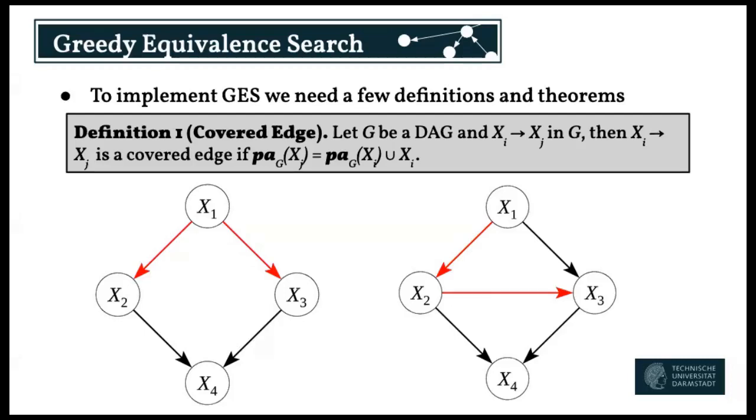So for example, in this graph, the red edges are covered edges. If you look at x2 and look at the parent set of x2, it's x1, and this equation is fulfilled, right? Because the parent set of x1 is the empty set, there are no parents, and then if we take the union with x1 itself, we get the parent set of x2. And you can check this for all these edges marked in red here.